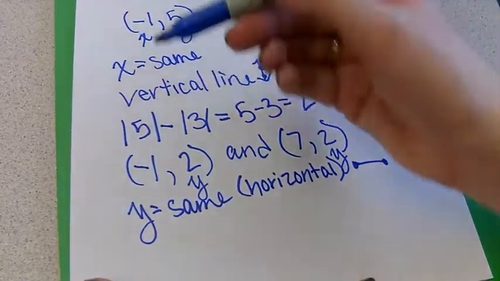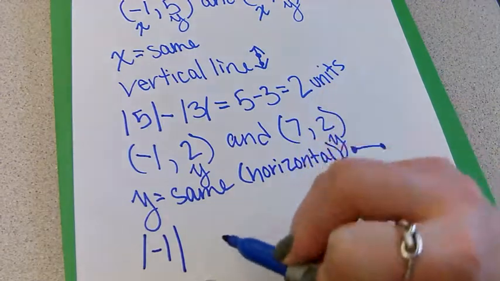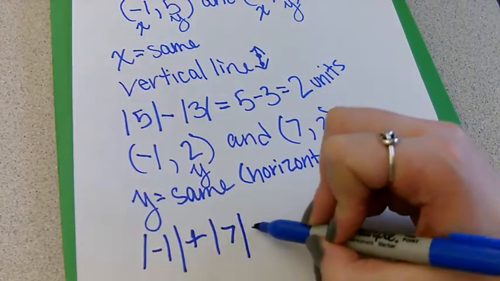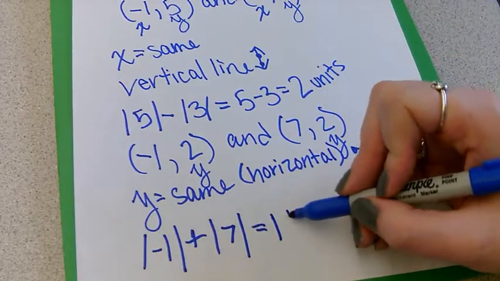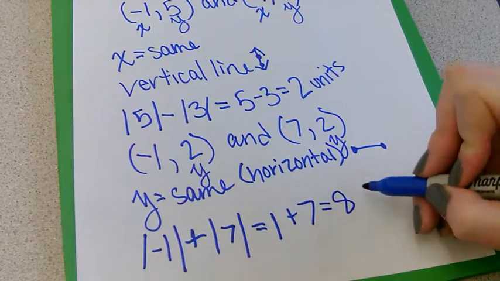So in order to do that, we have to add the absolute values. So -1 plus 7. So the absolute value of -1 is 1, plus the absolute value of 7 is 7, and we get 8 units.